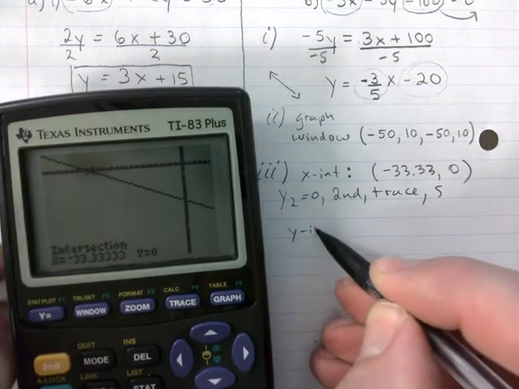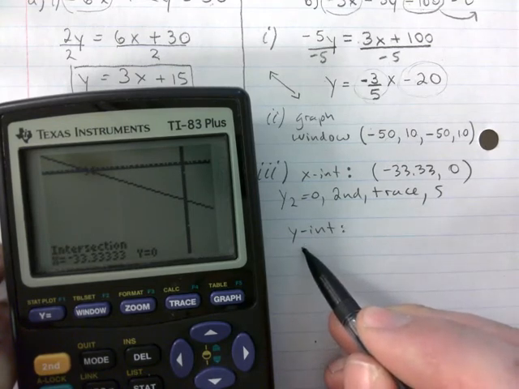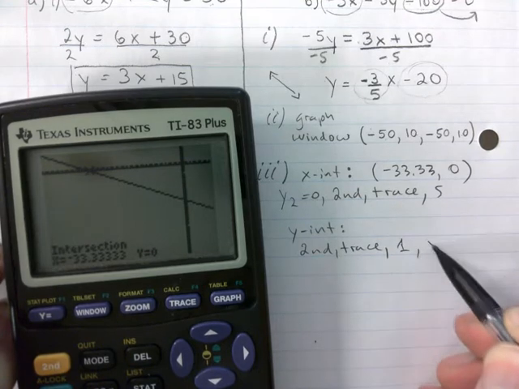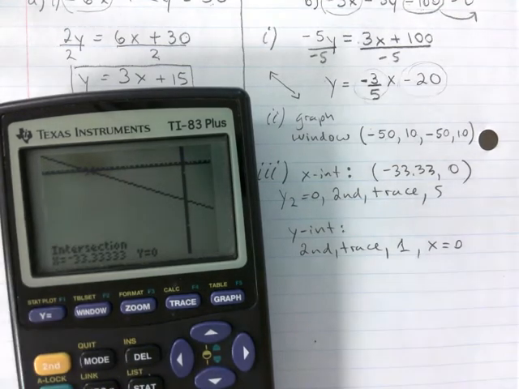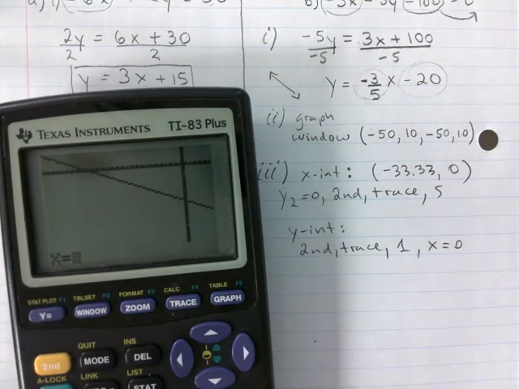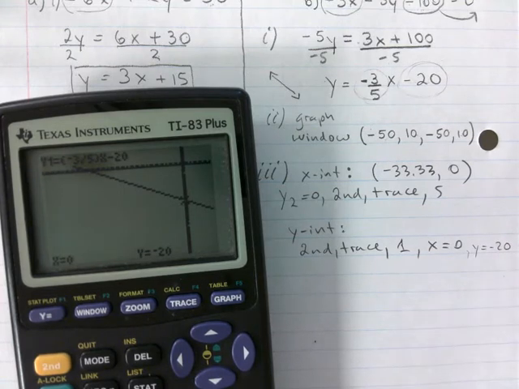The y-intercept, let's write it next here as a coordinate. The y-intercept is second trace 1, x is equal to 0. I hit enter, and that gets me negative 20. Y is equal to negative 20. Did we know that already? Yes, but trust me, there will be a time where you're not going to know it. Okay, so you still need to know.